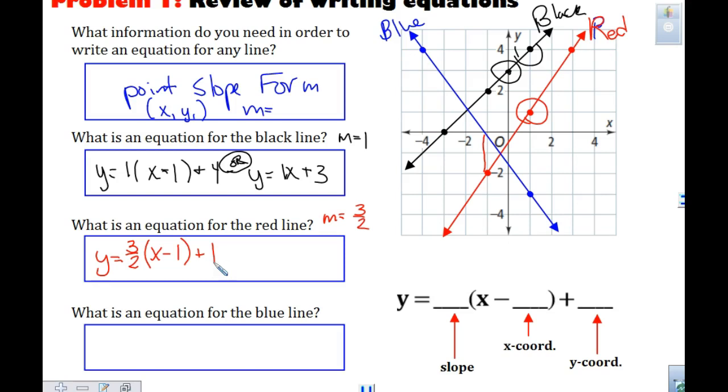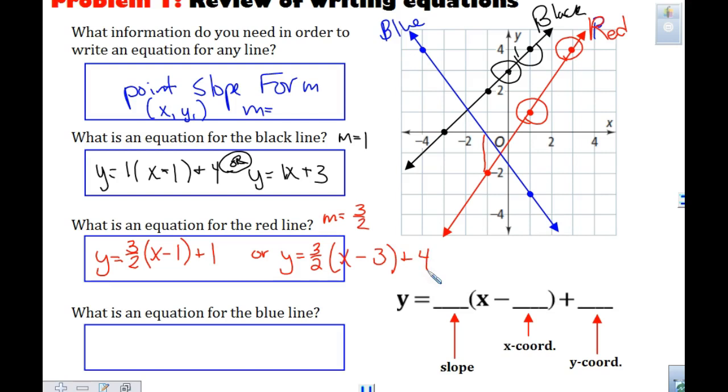Could we use a different point on that line? Christian, give me another equation for that same line, with a different point. Which point do you want to use? (3, 4). Okay, so you're going to go here, 2, 3, 4. So y would equal, we have what? 3/2 (x minus 3) plus 4.